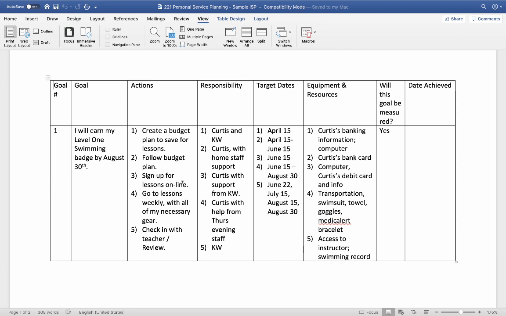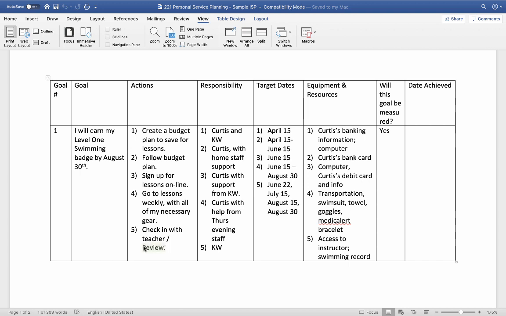Many people would automatically start here. Oh, I'll sign up for the lessons, except then later on when somebody says, well, why didn't John get to go to his swimming lessons? You have to be able to say, well, he didn't have enough money. We should have thought about that and built it into our plan. Then we're going to go to the lessons, and you can see that here we've identified that this is going to be a repeating thing because it's weekly. And then we're going to check in with the teacher at the end. We'd, for example, have evidence at the end that the badge was actually there, and we would do review.